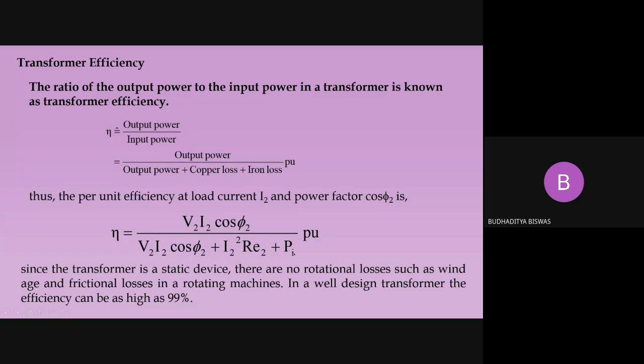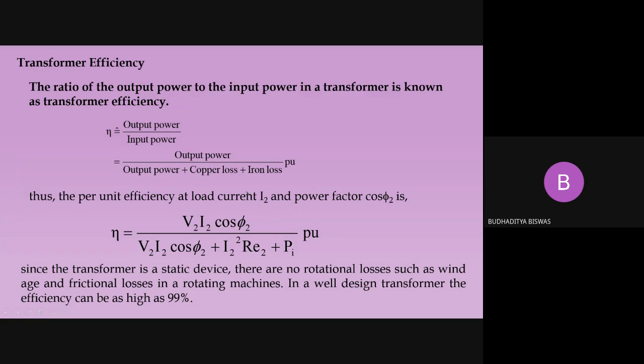Now the core loss is constant. As you see, no current term is there, no voltage term is there. So the core loss is a constant quantity. Whatever the load condition, the core loss is the same. And core loss depends on the eddy current loss and the hysteresis loss. So that is the formula for the transformer efficiency. If you have the data, just use the formula to get the transformer efficiency's per unit value. If you multiply the per unit value by 100, you get it as a percentage: V2 I2 cos phi2 divided by V2 I2 cos phi2 plus I2 square Re2 plus Pi.